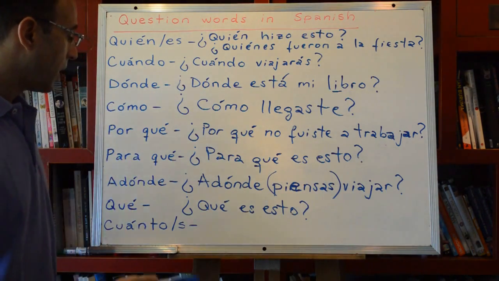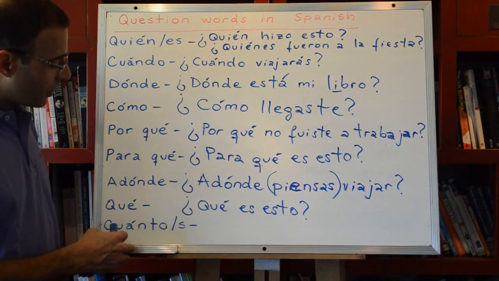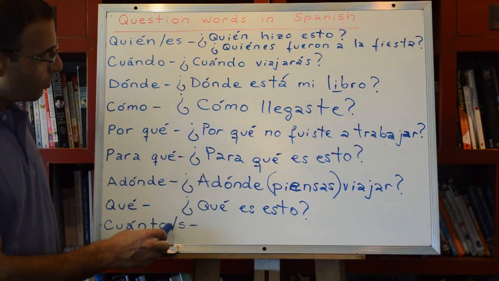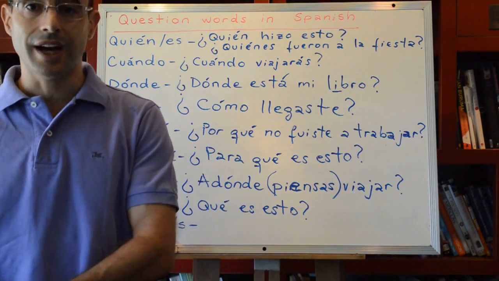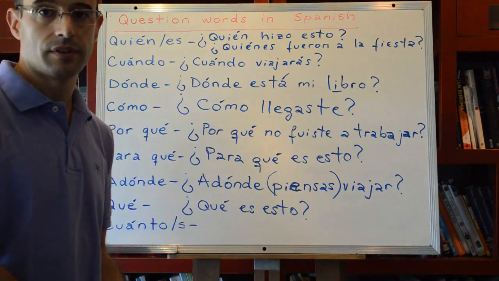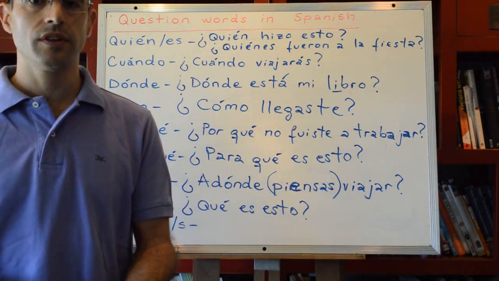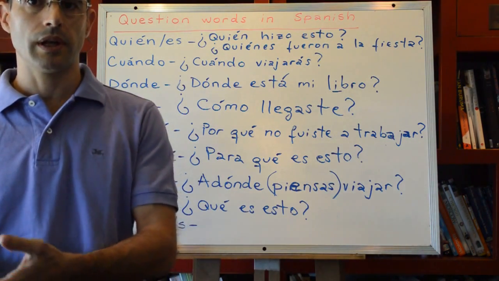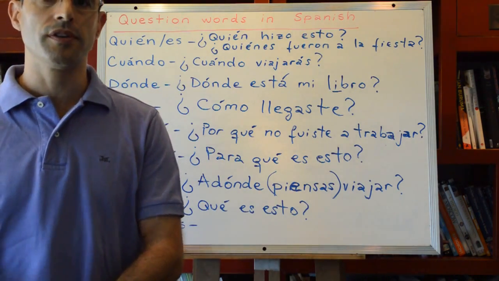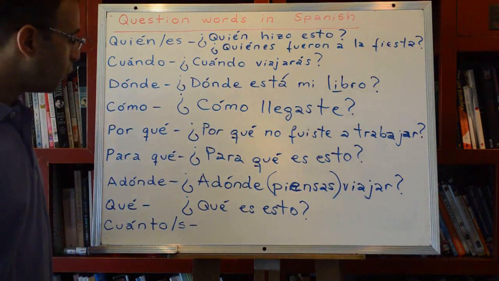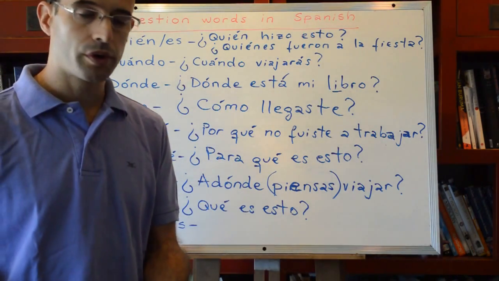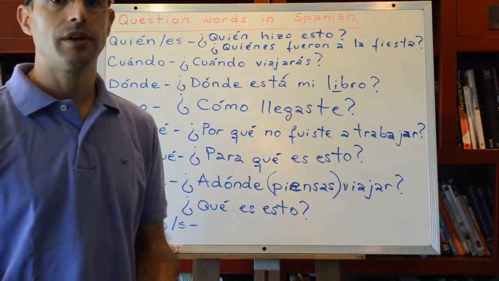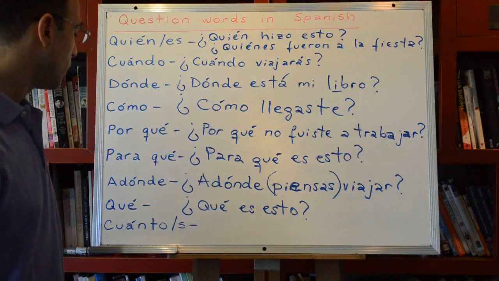So it's logical that it would be cuántos with S at the end for things that we can count, that we can pluralize, like trees, coins, birds, whatever, right? And it would be cuánto for things that we cannot count, like water, air, money, etc. Okay? For example.